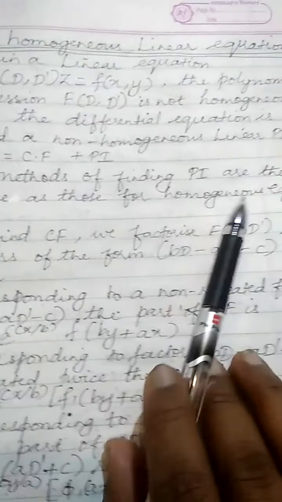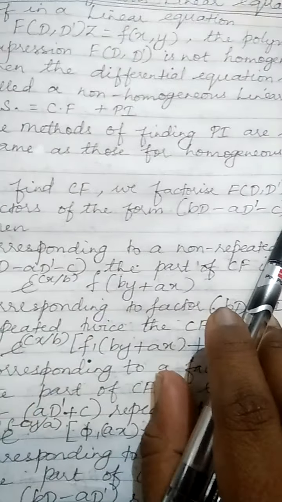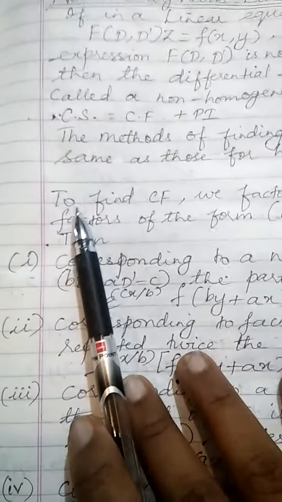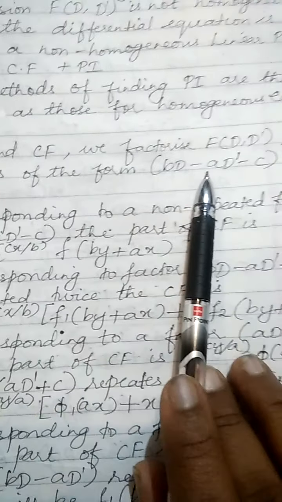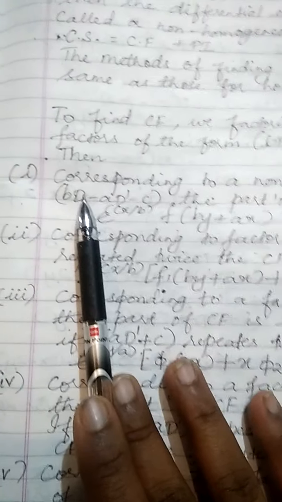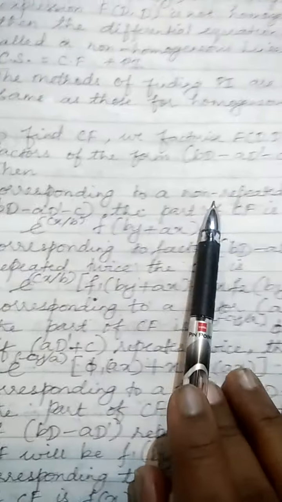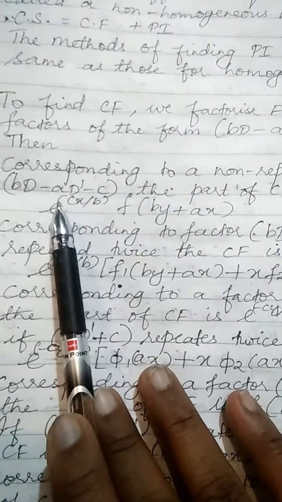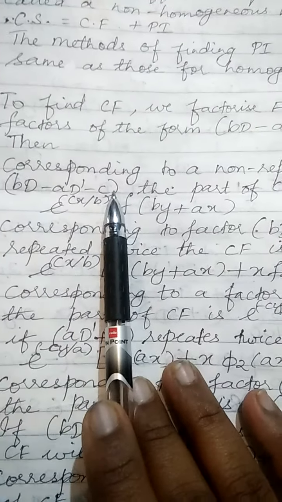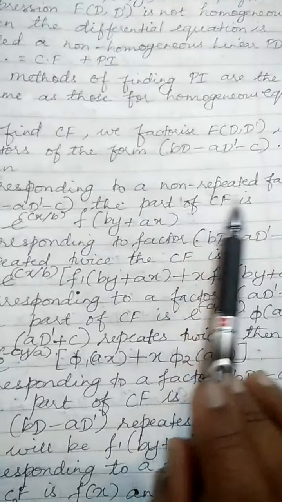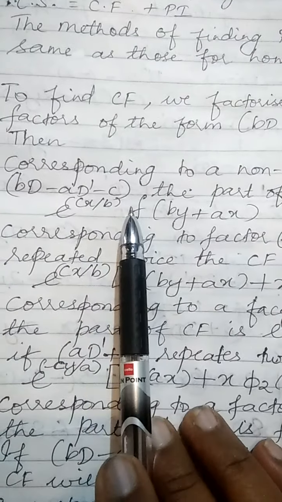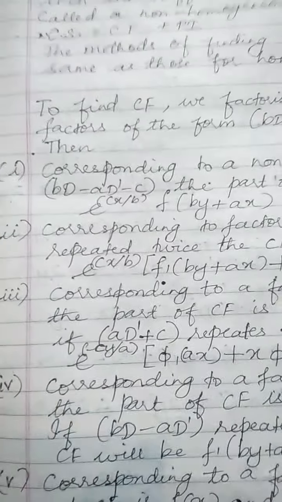Now the methods of finding the particular integral are the same as those of homogeneous equations, which we have learnt in our homogeneous equations video. But to find the CF, we factorize f(D, D') into factors of the form bD - aD' - c. Then CF can be found corresponding to a non-repeated factor bD - aD' - c. If it is non-repeated, then the part of CF is e^(cx/b) f(by + ax).